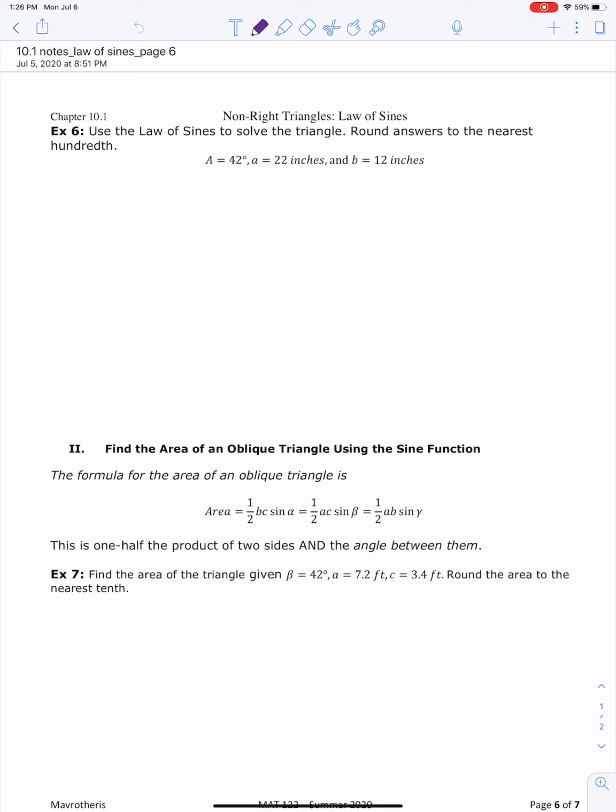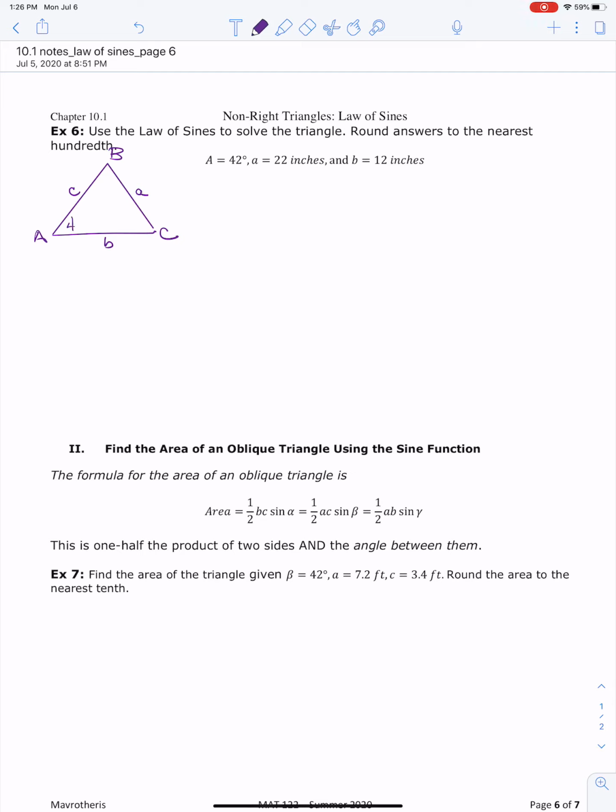10.1 notes, law of sines, page 6. So example 6, we're still using law of sines to solve the triangle. I am going to draw yet again another one of my super fabulous triangles. I'm going to label what we've got: A, B, and C, and the sides opposite A, B, and C.